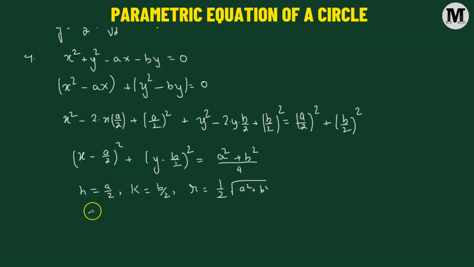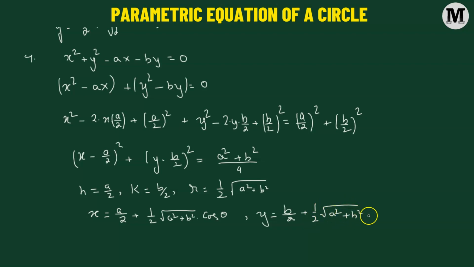So now we're ready to parameterize. So x will be equal to the h value added to the radius, which is half times square root of a squared plus b squared times cosine theta. And then y will be equal to b over 2 plus half times square root of a squared plus b squared times sine theta. So we have successfully parameterized a point x comma y that lies on the circle, which is given by the equation x squared plus y squared minus ax minus by equals 0.